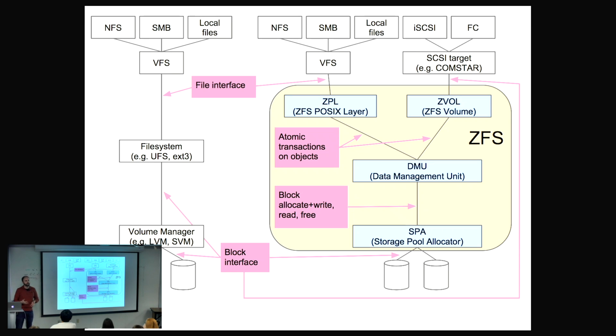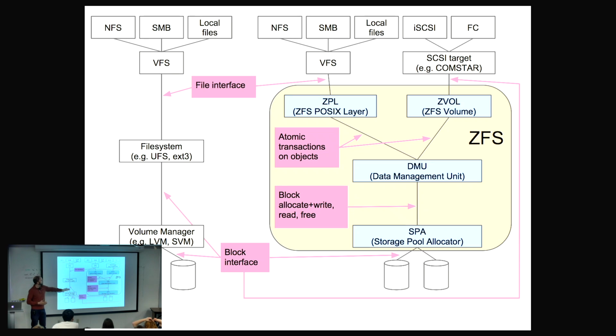ZFS combines the functionality of a file system and a volume manager, but we've kind of reworked the internal interfaces. The interface between a traditional file system and volume manager is just a block interface. So from the file system's point of view, the volume manager just looks like a disk. In ZFS, the knowledge that there are multiple disks and how those disks are arranged is available all the way up the stack, although we don't use that information all the way up.